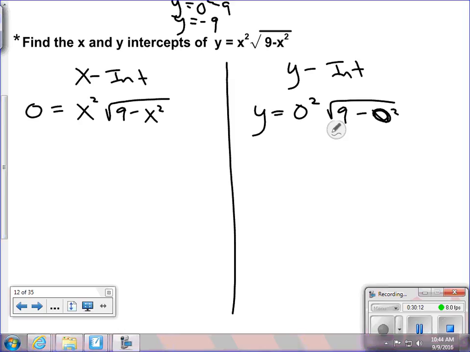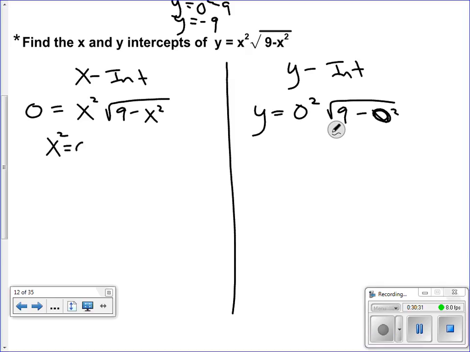Okay, so we have this little problem. When you want to find x-intercepts, you put 0 in for y and solve for x. We're lucky, it's a product. The only way two numbers can multiply together and give you 0 is if either one of them is 0, right? So you set each factor equal to 0 and solve each of these.